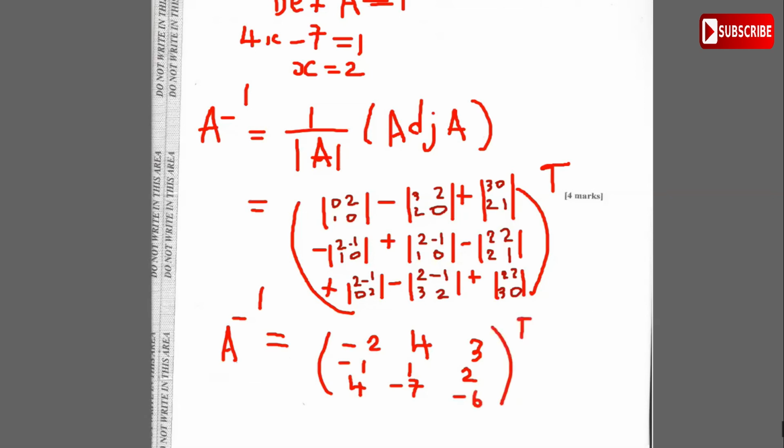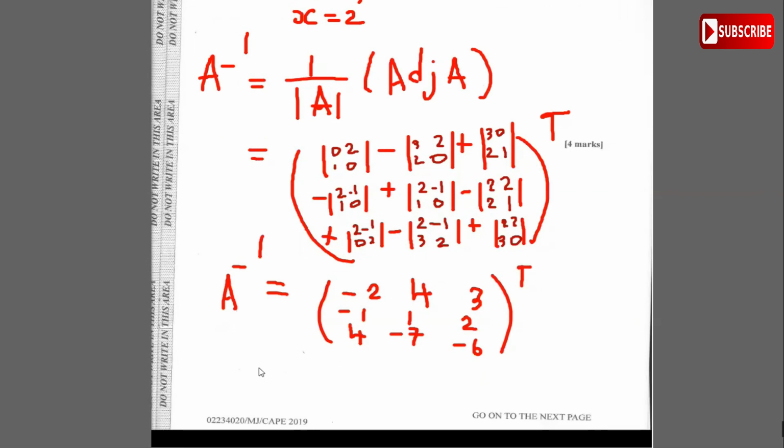Let's transpose it. So transposing it, we get that A inverse. Finally, we get that A inverse is going to be minus 2, minus 1, minus 4. And that's going to be 4, 1, minus 7, 3, 2, and minus 6. Nice.